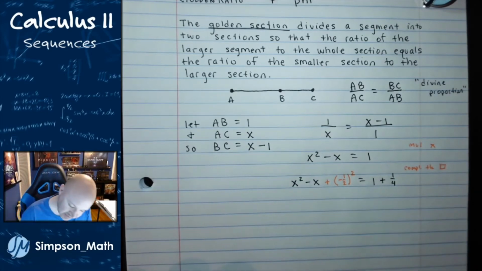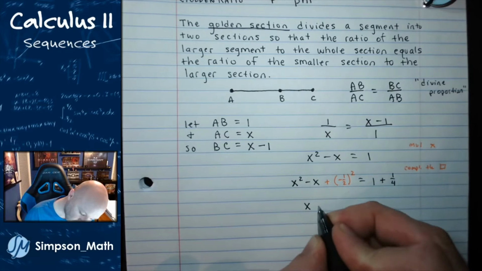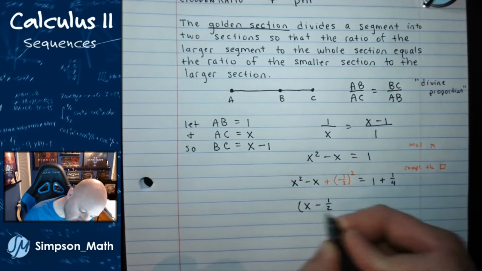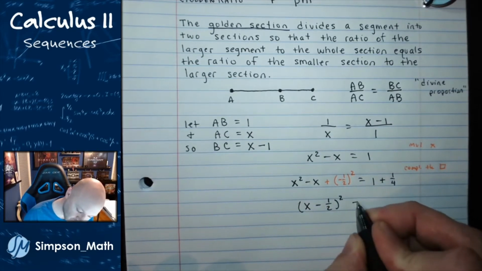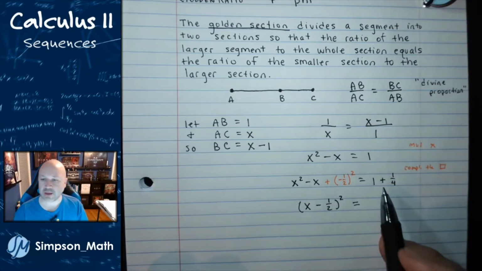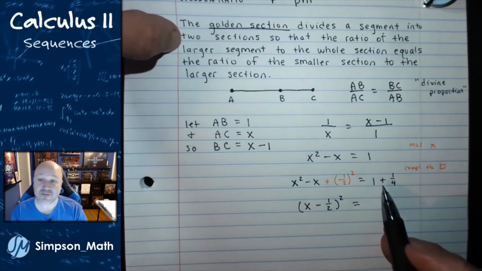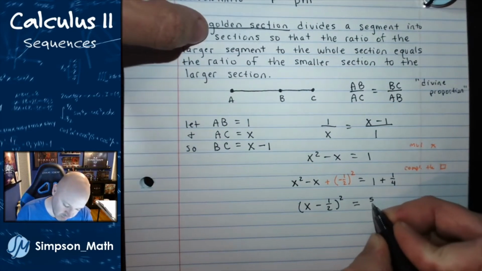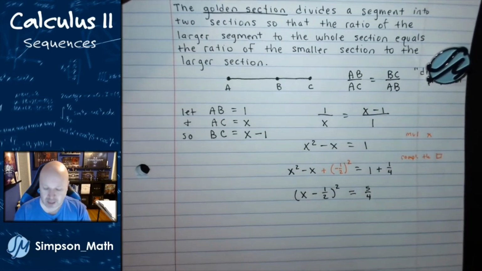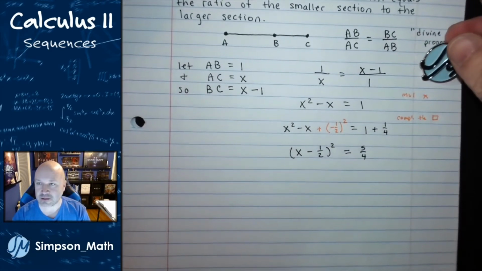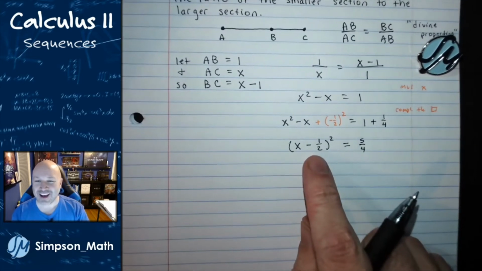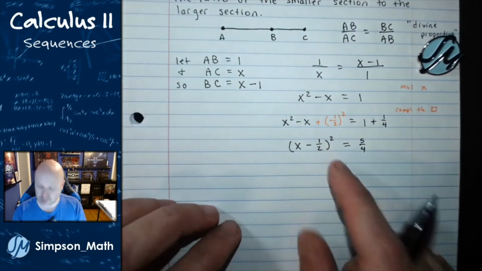Left factors nicely to x minus 1/2 whole squared, or quantity squared. I can get a common denominator, that's 4 over 4, so this is 5/4. So far, not too bad. Now that I have that, to get rid of the square, I can square root both sides.